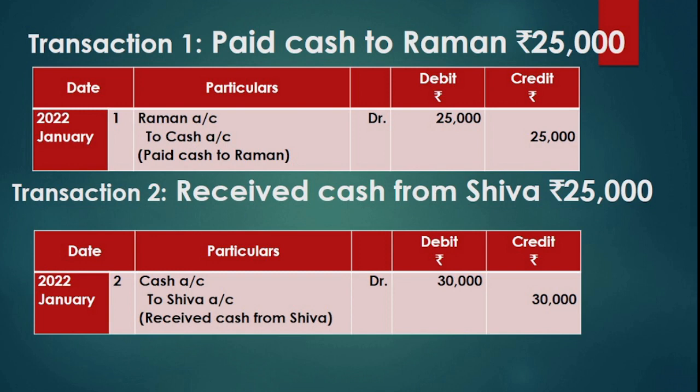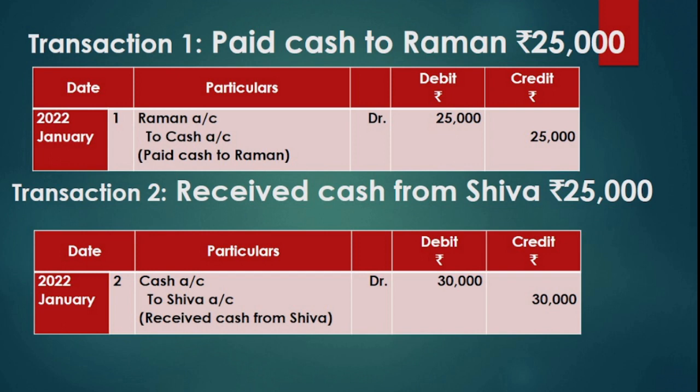While we are recording transactions in journal, you should understand a basic concept in accountancy, that the ownership and the business are separated. We are doing accountancy for the business, not for the owner. So now we should imagine that we are doing accountancy for business. The first transaction is we have paid cash to Raman rupees 25,000.